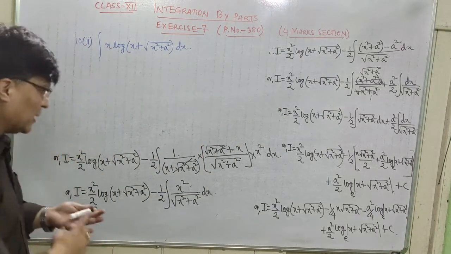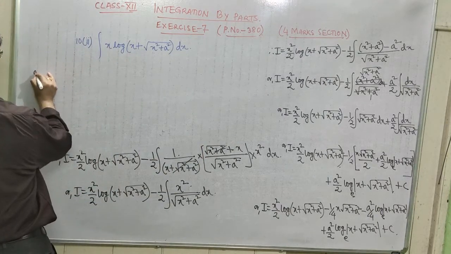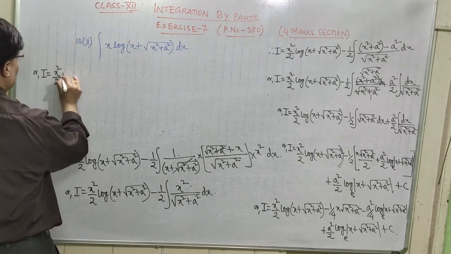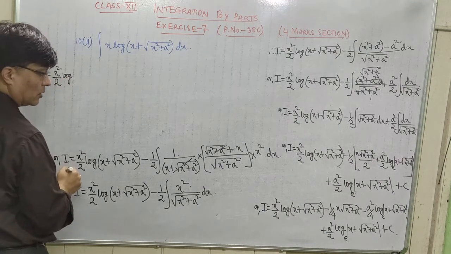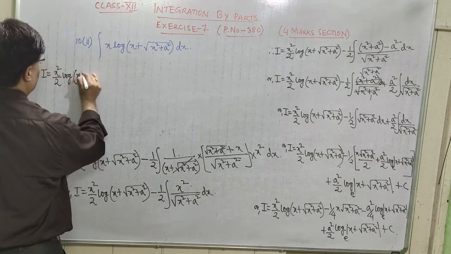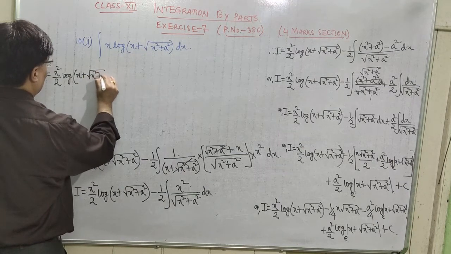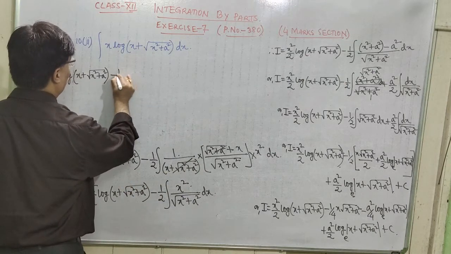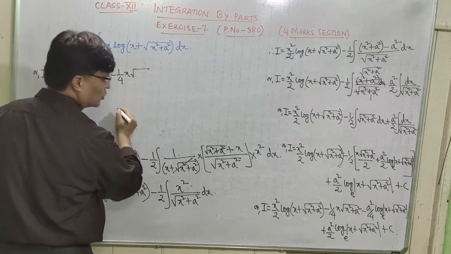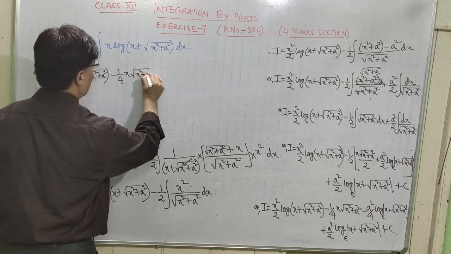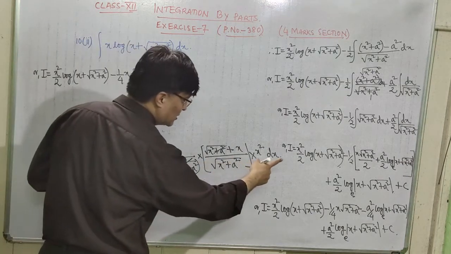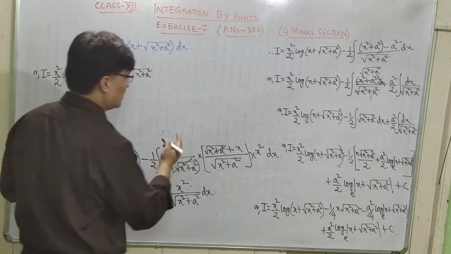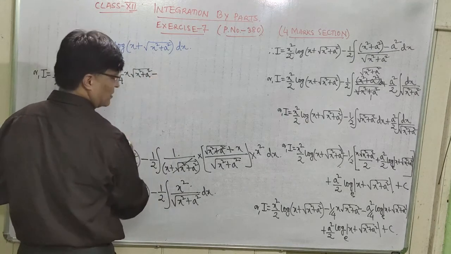So now in the next step, you can write I is equal to, the first term is kept as it is, x square by 2 log within bracket x plus root over x square plus a square, then minus 1/4 x root over x square plus a square. Then this third and fourth term are of similar type. You can easily simplify it. So in this case, minus sign is there.